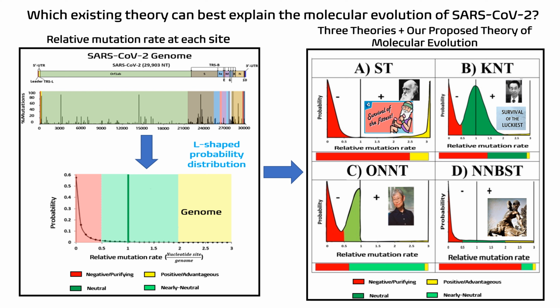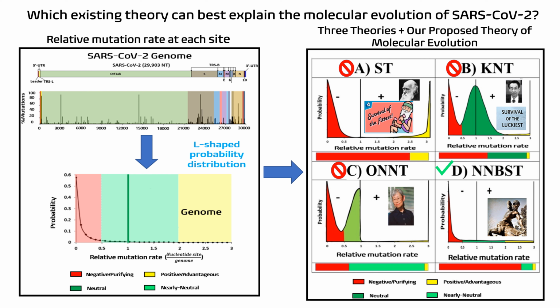None of these theories are able to explain the L distribution except for the strong negative selection part in red. Selectionist theory, ST, overestimates positive selection but underestimates near neutral selection. In contrast, KNT overestimates the true neutral selection, yet underestimates the positive selection. ONNT underestimates the near neutral selection of slightly positive mutations.